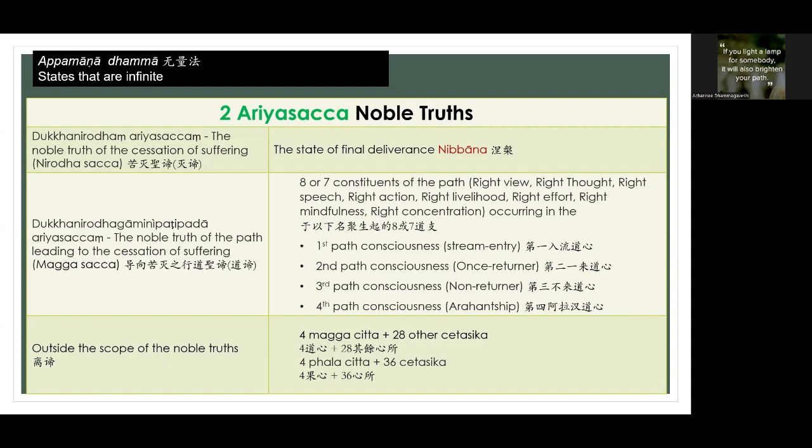Now, only these fall under the Ariya Sacca, and everything else, everything that is remaining, we say are outside the scope of the 4 noble truths. These are the 4 Magga Chitta, and the remaining 28 are the Cetasika. The 4 Phala Chitta and all of the 36 Cetasika that occur together with it.